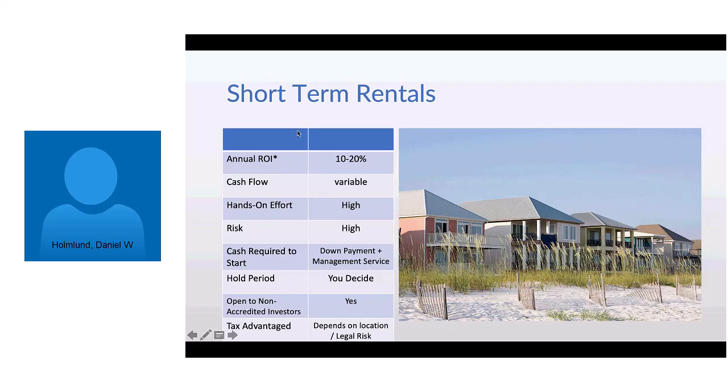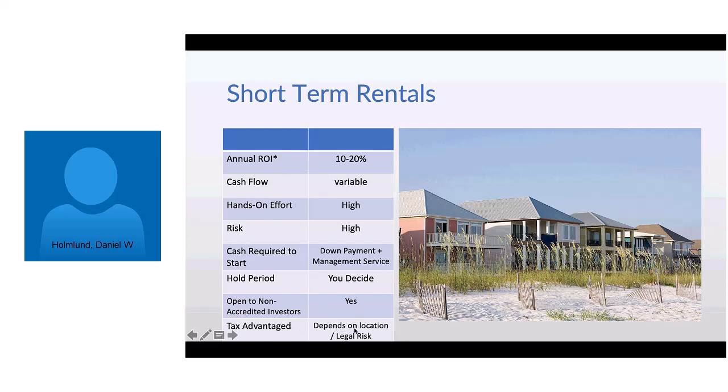It has a hands-on effort. So you're constantly talking to the property management group who is cleaning it up and getting it ready for the next group. There's a fair amount of risk, and the reason why I rated this high was because the occupancy or the vacancy, whichever way you want to look at it, can be very variable. You decide how long you own it. It's open to non-accredited investors. And is it tax advantaged?